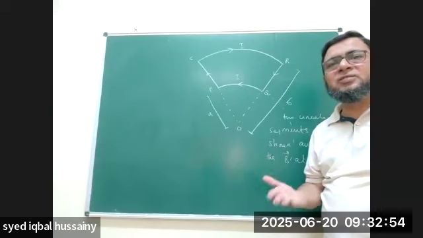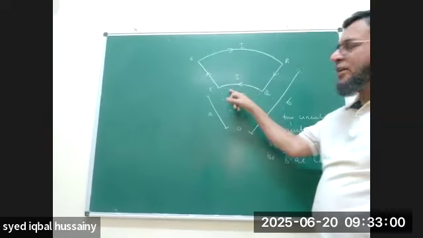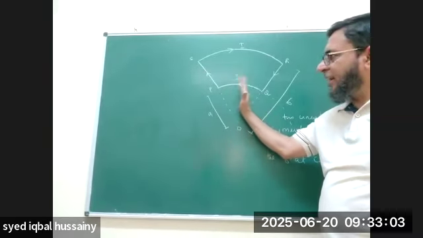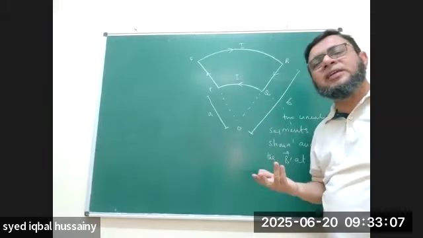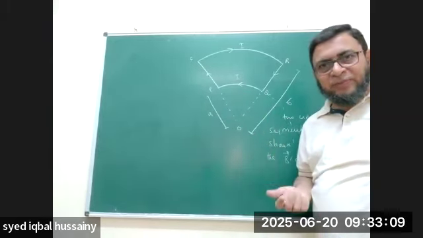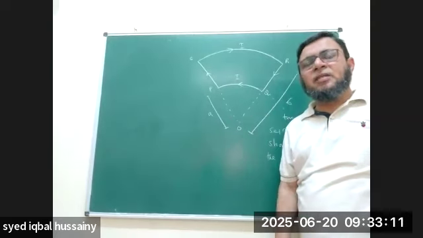Come on, speak, inside or outside? How are you saying inside? The current is going in this direction, and the thumb is showing outside, so it will be outside. Now how are you saying inside? You said the rule is perfect, but the answer you are giving is wrong.